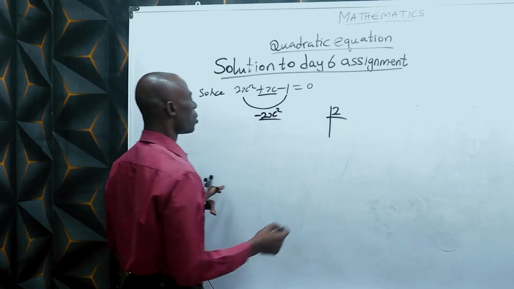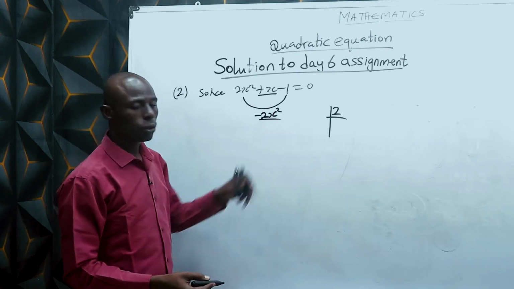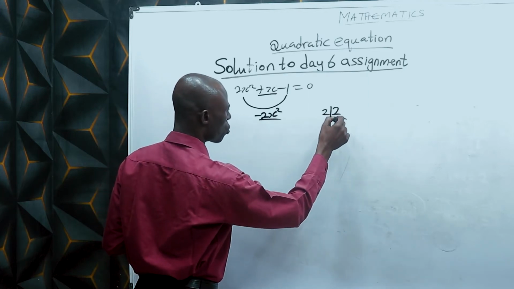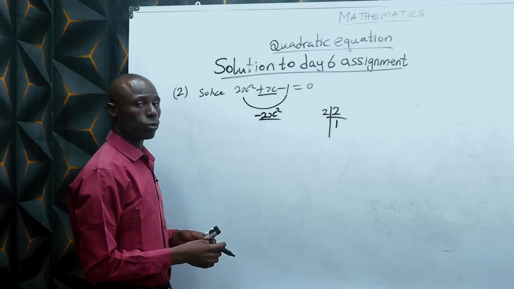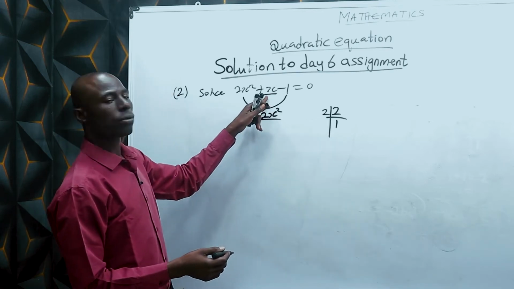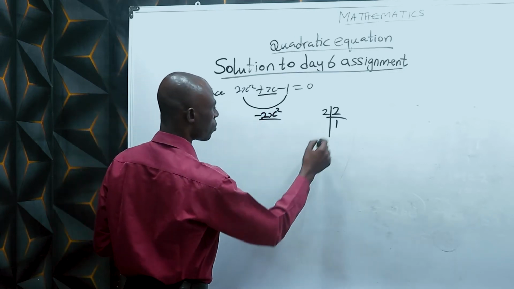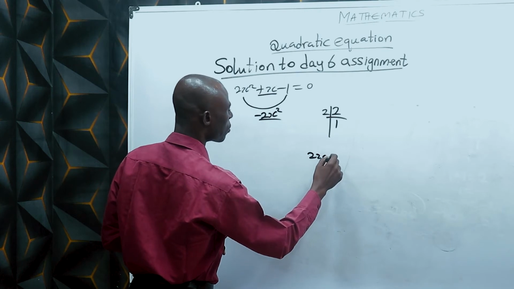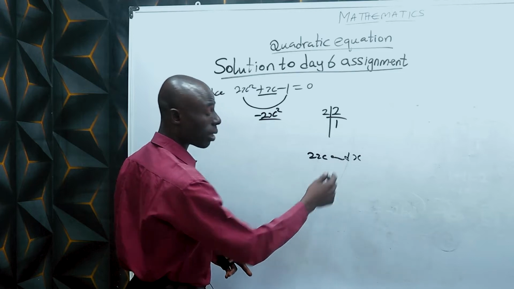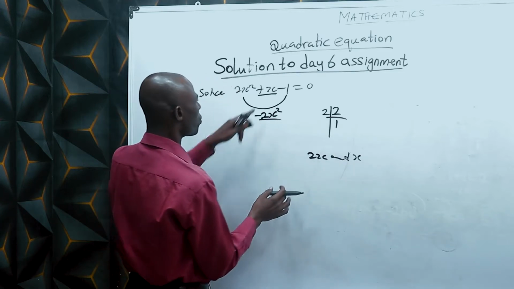Positive 2, that is the absolute coefficient of your x squared here, is what we have to bring out for analysis. What are the factors of 2? 2 into 1. So 2 and 1 are the factors of 2. How do we manipulate 2 and 1 to get positive 1 as the coefficient of this middle term? We have 2x and 1x, but we will write 1x as x. How do we use 2x and 1x to achieve positive x?